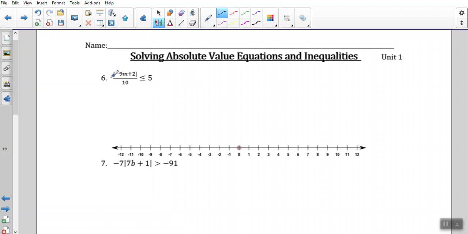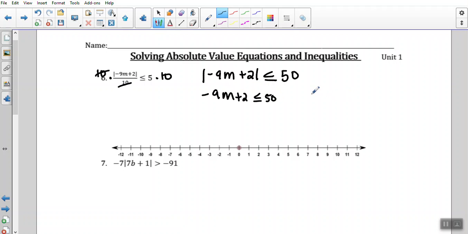So just like the previous problems, we're going to multiply both sides by 10 to get rid of it. So you have the absolute value of negative 9m plus 2 is less than or equal to, the 10s get crossed out, 50. 5 times 10 is 50. And then you have negative 9m plus 2 is less than 50. And then negative 9m plus 2 is greater than or equal to negative 50. Now we're going to solve it.